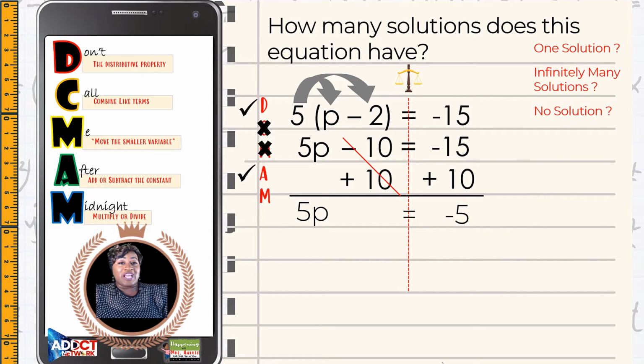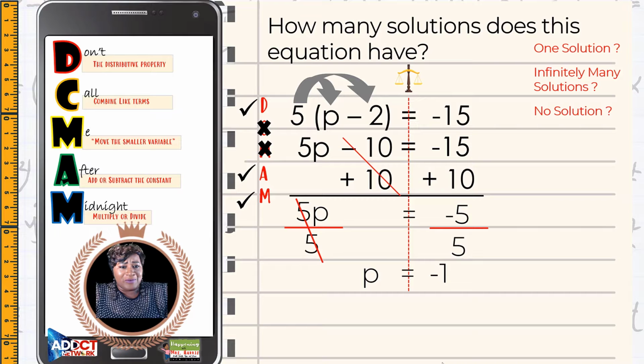Now we will check for the next step, M. The last step is M, which stands for multiply or divide. Since we have 5p that represents 5 times p, the opposite is division. The opposite of multiplication is division. Therefore, we will divide both sides by 5. This will leave us with p equals negative 1.